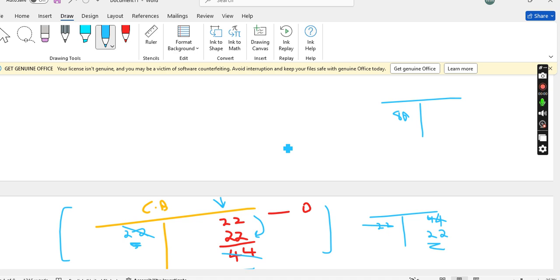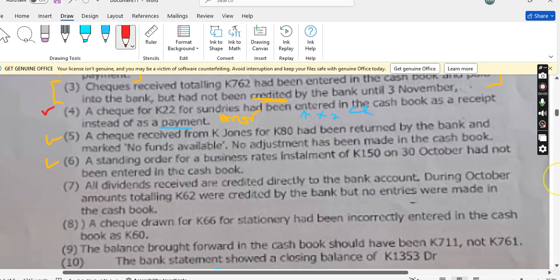Because if you leave it there, you're saying that you have actually received money from Jones, but in actuality, the bank has told you Jones hasn't got money to pay you. So how do we remove this 80 on the debit side? A check received from K. Jones for 80 kwacha had been returned by the bank and marked no funds available. No adjustment has been made in the cash book.